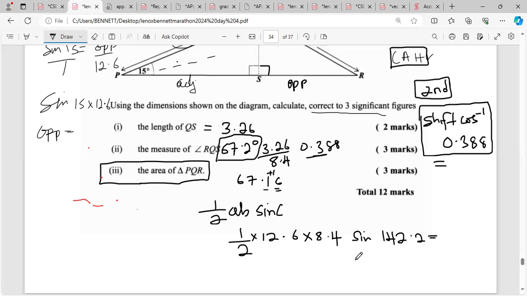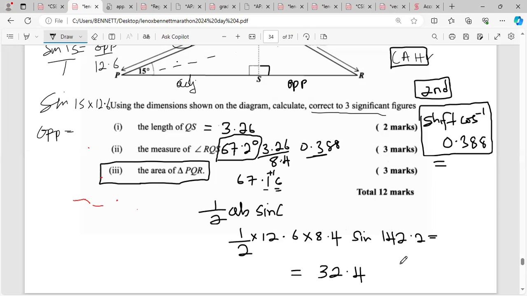32.43. 0.43. I think she got 13.7. Oh, because she used sin 15. It should have been sin 142. Alright, tell me the answer you got. 32.43.